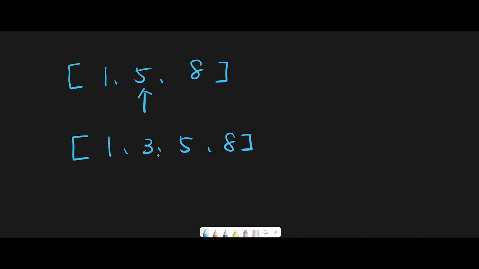So in this case, 1, 3, 5, 8. We use 3 and 5. And 3 plus 5 is 8, and divide by 2, so that is 4. So the median is 4 in the second case.